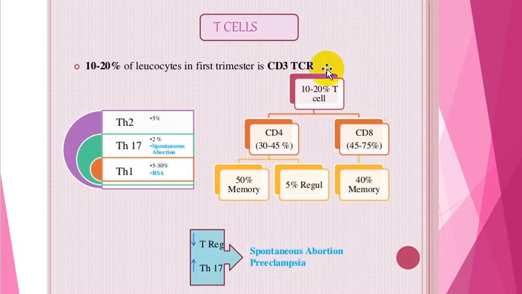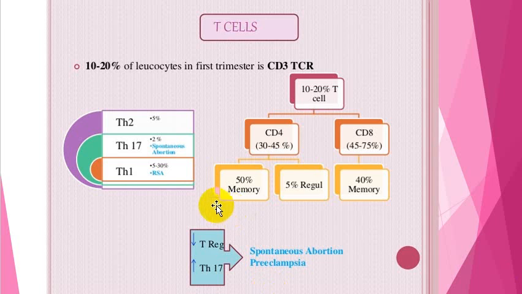Of the CD3 TCR complex, CD4, which constitutes 30 to 45%, 50% are memory and 5% are regulatory, and the CD8 complex, which constitutes 45 to 75%, is due to memory. So CD8 are cytotoxic T lymphocytes and CD4 are the helper T cells.